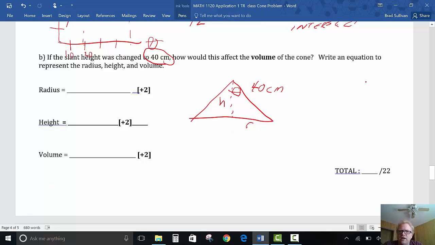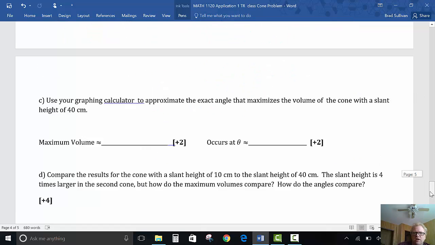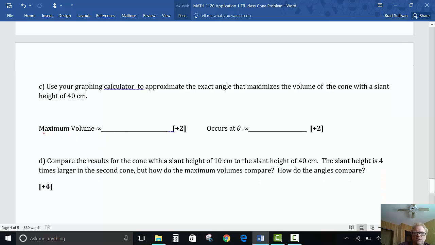Again, write an equation that represents these things. This is repeating what you did on question 2A, 2B, and 2C, but the difference now is that you have a slant height of 40 centimeters. Then to summarize, you can do another graph like you did before. With that slant height of 40, you should be able to find a maximum volume and what value of theta causes that. Maybe it's a different theta, maybe it's the same theta. That's what you're going to find out.